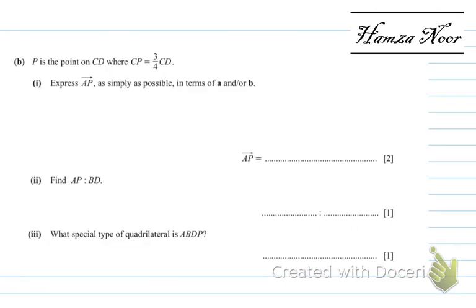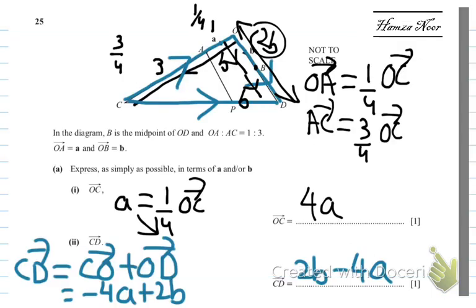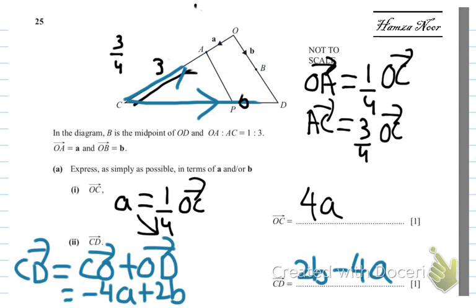Now part B says that P is the point on CD where CP is equal to 3/4 times CD. Express AP as simply as possible in terms of A and/or B. Alright, I'll just remove the previous working. You can stop the video over here and take a screenshot if you want. Alright, which vector do you need to find? AP vector. To find AP vector you can break AP into two components, that is AC plus CP.